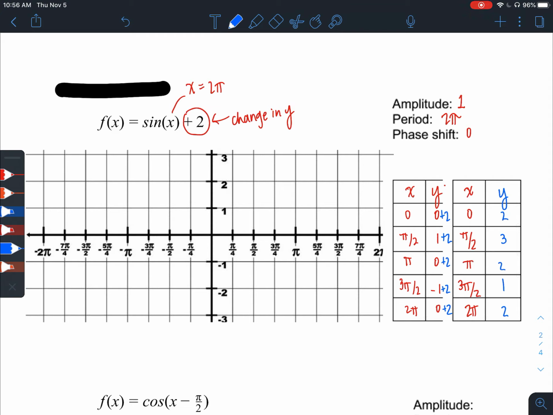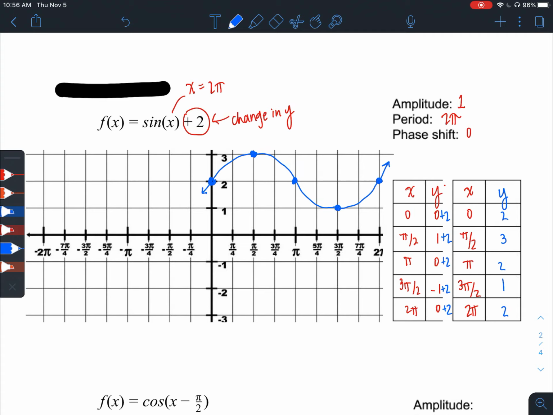Okay, so then we're going to graph each of these points. So we have 0, 2, pi over 2, 3, pi, 2, 3 pi over 2, 1, and 2 pi, 2. And so then our graph is going to look like so. And remember, it does have a bit of a curve to it, and it does continue the other direction as well.